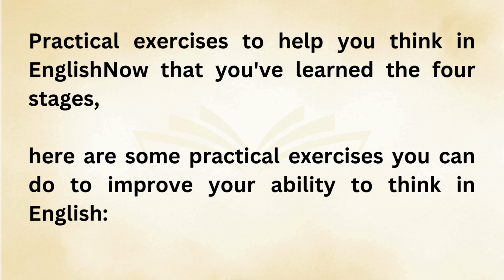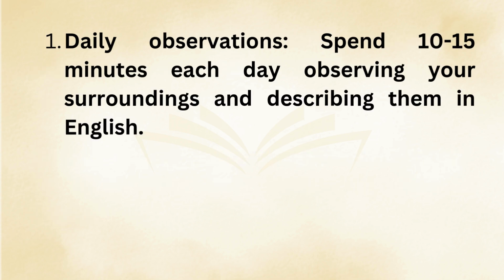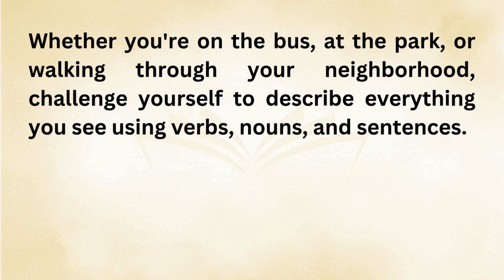Now that you've learned the 4 stages, here are some practical exercises you can do to improve your ability to think in English. 1. Daily observations. Spend 10 to 15 minutes each day observing your surroundings and describing them in English. Whether you're on the bus, at the park, or walking through your neighborhood, challenge yourself to describe everything you see using verbs, nouns, and sentences.